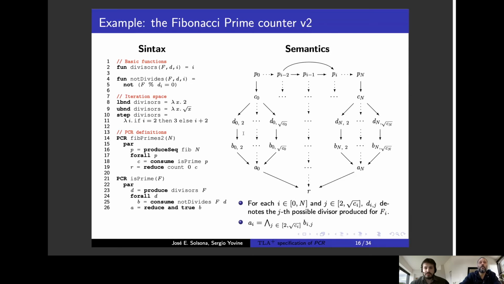Okay, so D stands for the divisors, which we see here are indexed with a couple of numbers. The first one corresponds to the index of the parent, here C, and the second number corresponds to the local iteration space index of the PCR generated by the producer in the is prime PCR. And essentially the same kind of pattern of dependencies is shown as in the parent PCR. A represents the results of the reduction of the reducer in the is prime PCR.